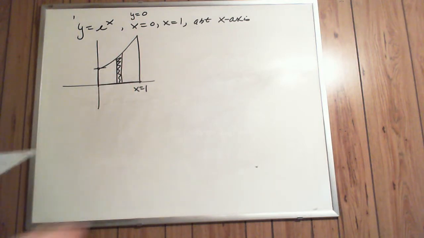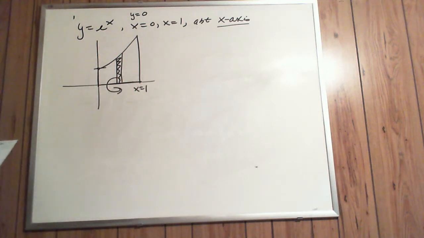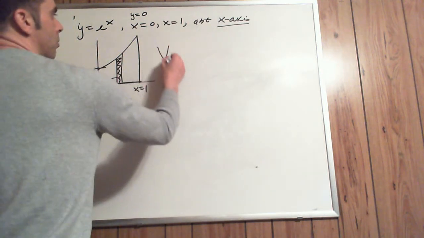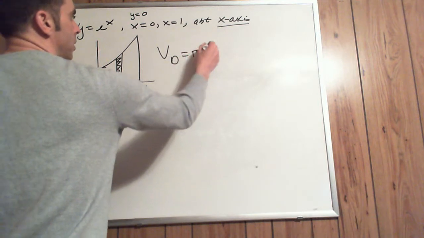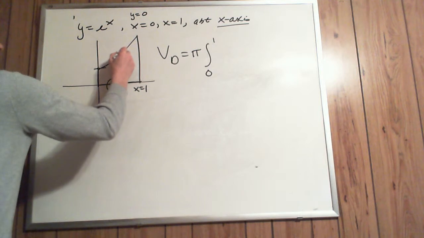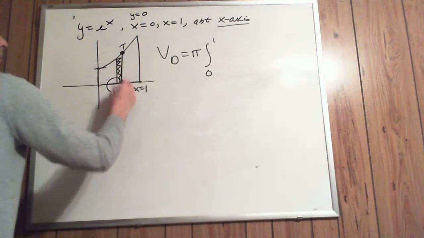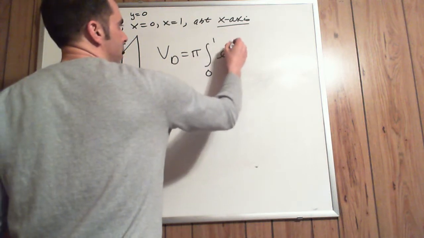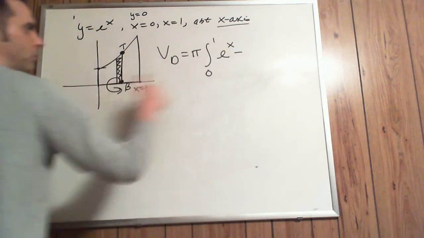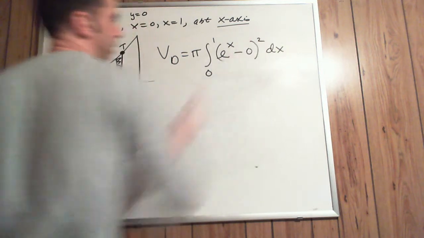How does it compare to the axis of rotation? It's perpendicular. So it's volume by disk, which will be equal to pi times the definite integral from 0 to 1 of the height of the rectangle squared, top minus the bottom. The top is e to the x minus the bottom, which is 0. Close it, square it, dx.